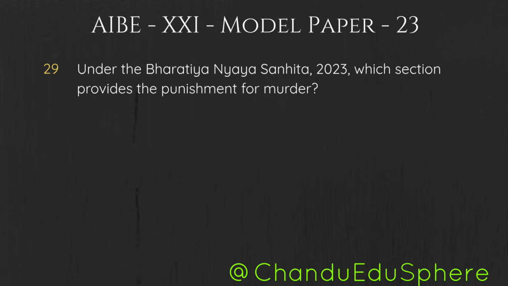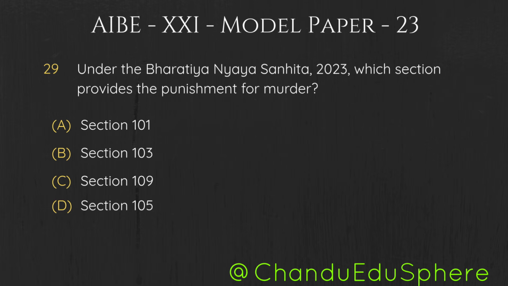Under the Bharatiya Nyaya Sanhita 2023, which section provides the punishment for murder? Section 103. Section 103 of the Bharatiya Nyaya Sanhita 2023 prescribes the punishment for the offence of murder, replicating the substance of Section 302 of the IPC 1860.